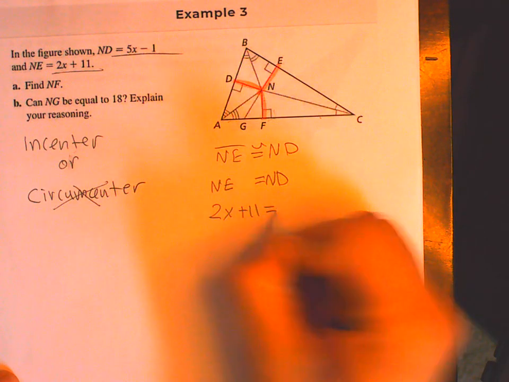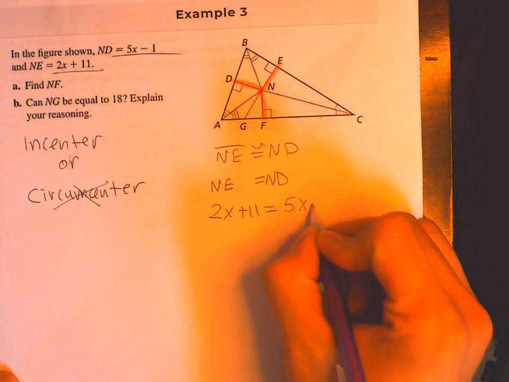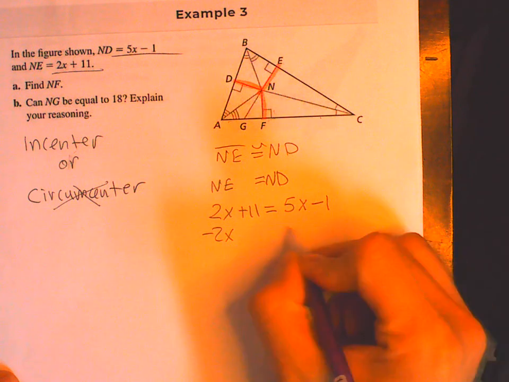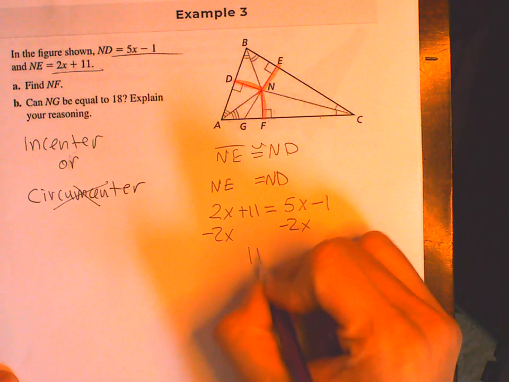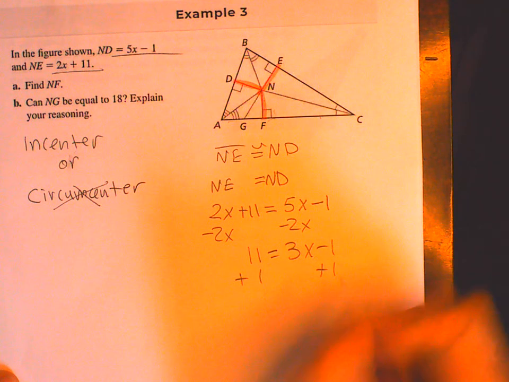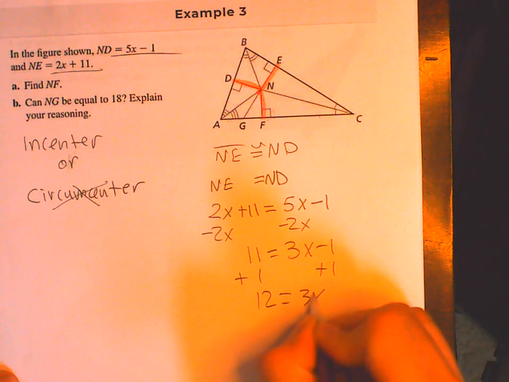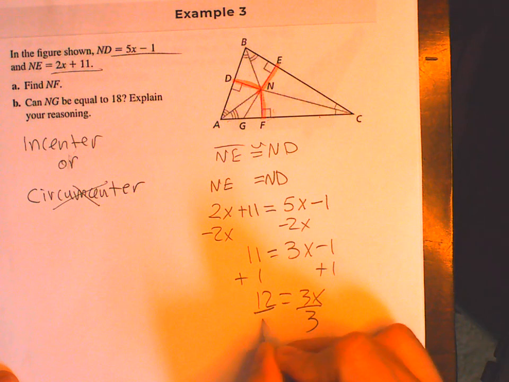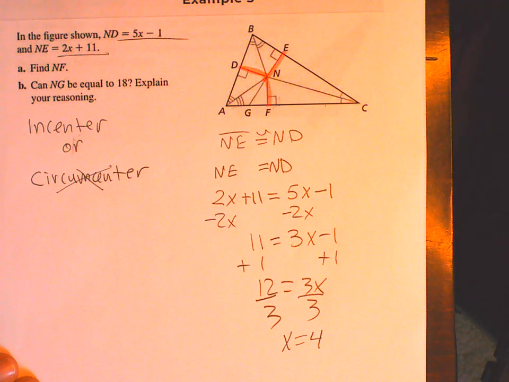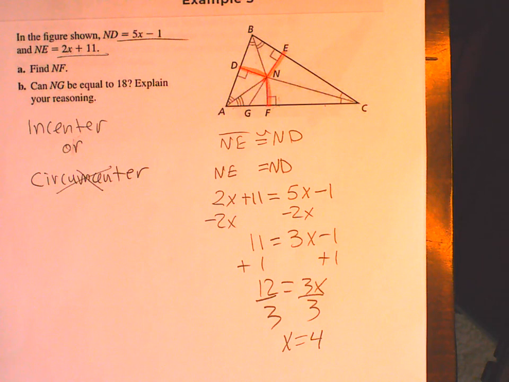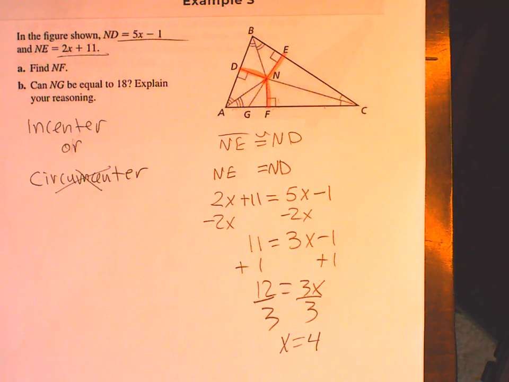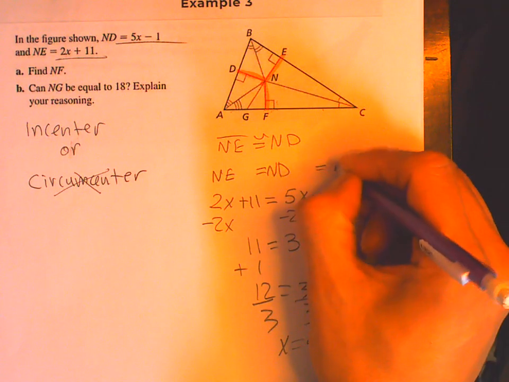2x plus 11 equals 5x minus 1. Then you solve for x. Subtract 2x, which gives you 11 equals 3x minus 1. Add 1, and get 12 equals 3x. Divided by 3, x equals 4. But that's not the distance. They want me to find NF. So if I find NE or ND, I get NF, because these are actually also equal to NF.